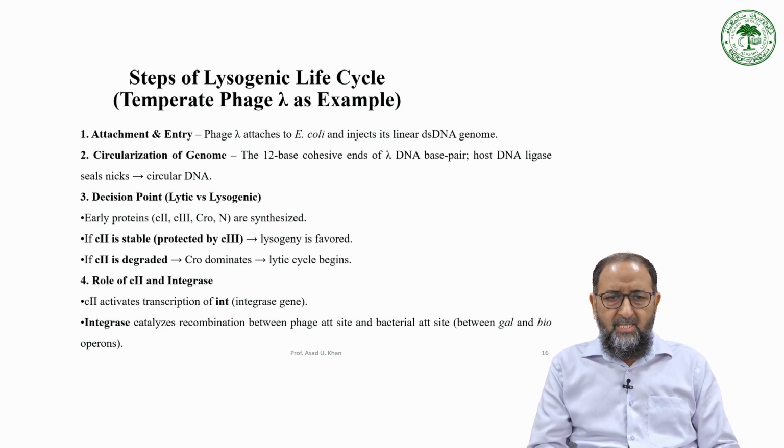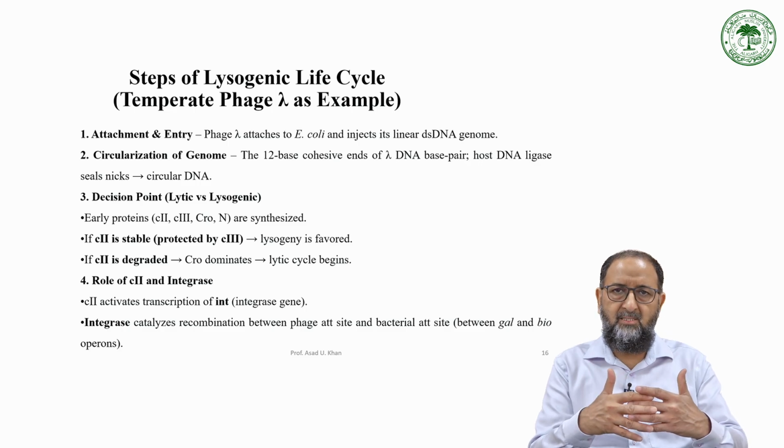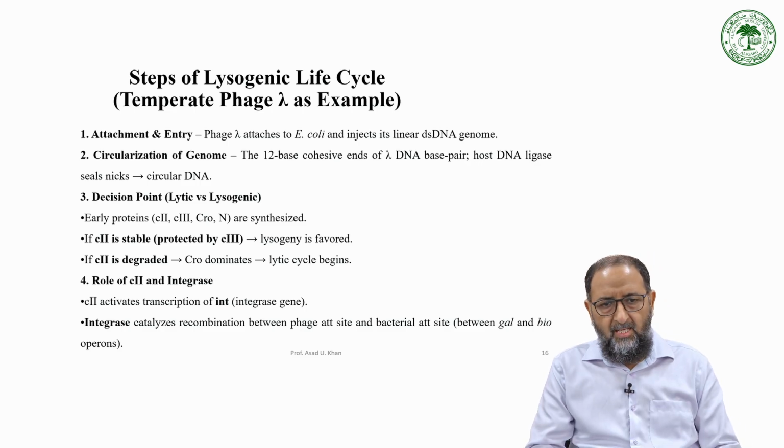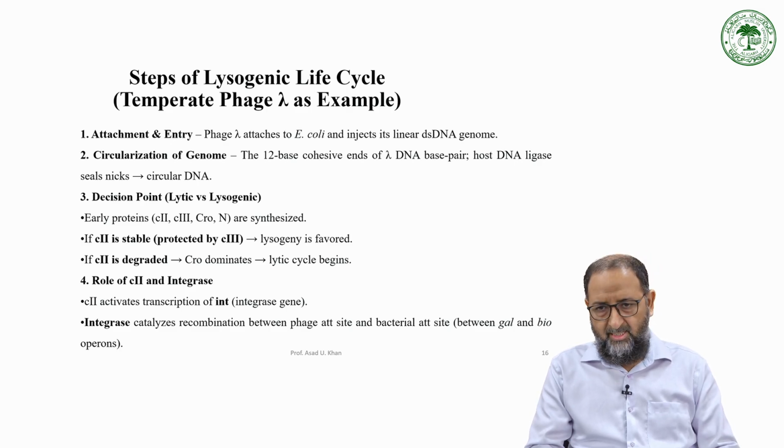The role of C2 and integrase: C2 activates transcription of the INT gene. INT is the integrase gene, which helps in the integration of this virus into the host genome. The integrase catalyzes the recombination between the phage and the bacterial genome. We call these the att sites: attB on the bacteria and attP on the phage, between the gal and bio operons.